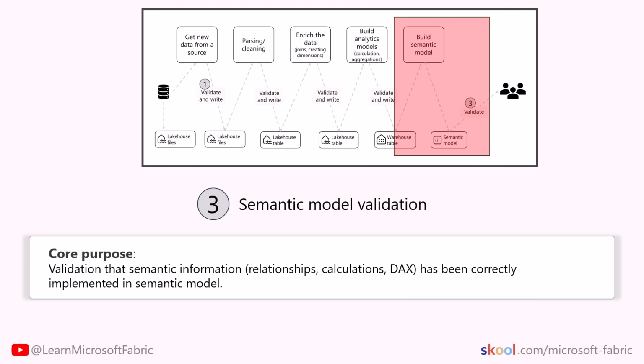Now, the third type of data validation that we can do in Microsoft Fabric is semantic model validation. And by that, we mean validating that the semantic information that you define in your semantic model, so the relationships, any calculations that you've done, any DAX measures that you've created, have been correctly implemented and return the correct results. So this is what this could look like.